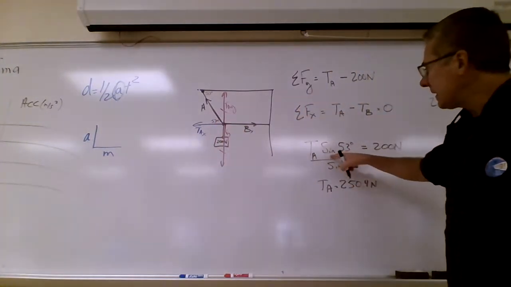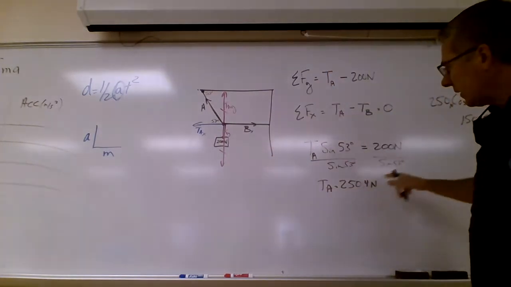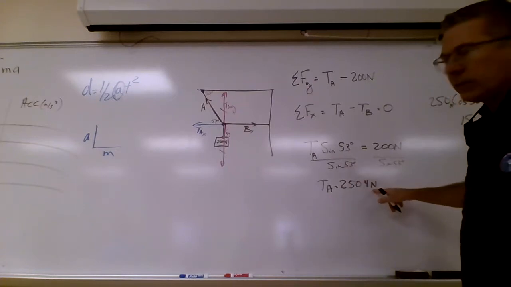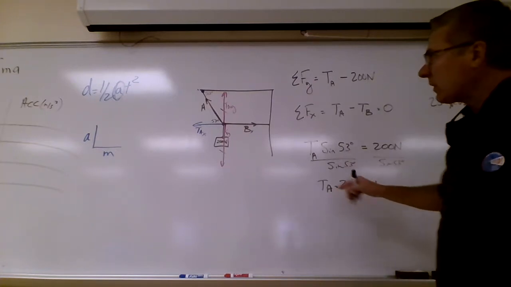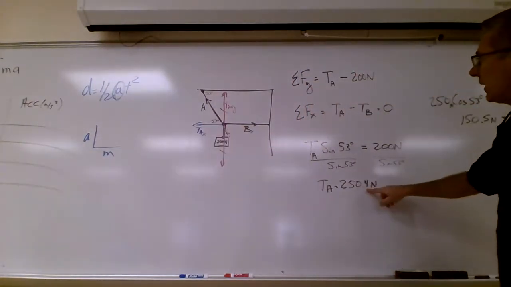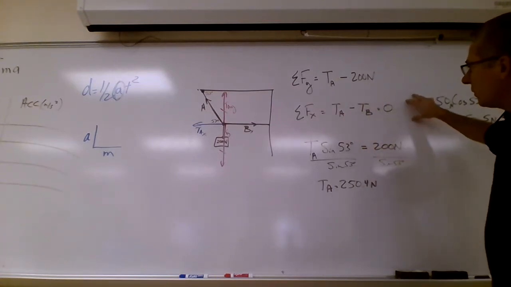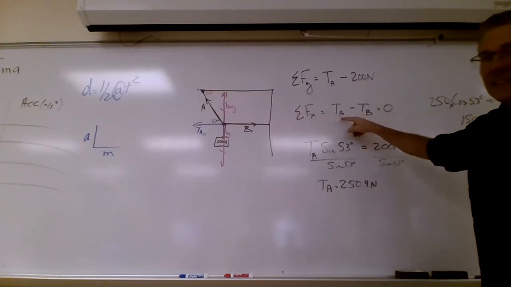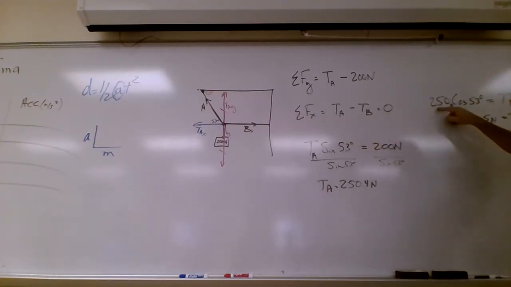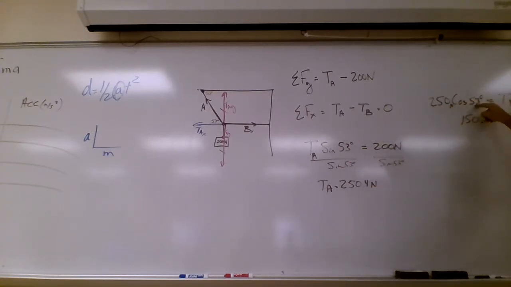So tension A times sine of 53 equals 200 newtons because 200 is coming down. All right, divide the sine over, you get the tension in A is 250.4 newtons. So that's what this tension is. And then for B, now that we have tension A, we said tension A minus tension B equals 0. So if I move that over, it would be tension A equals tension B, but it's the X component only. So the X component of tension A would be the 250 that we just calculated times the cosine of 53, that's cosine for X, equals tension B, and you get 150.5 newtons for that.